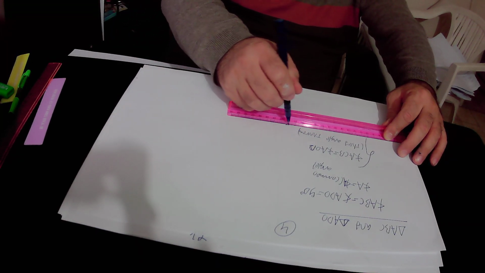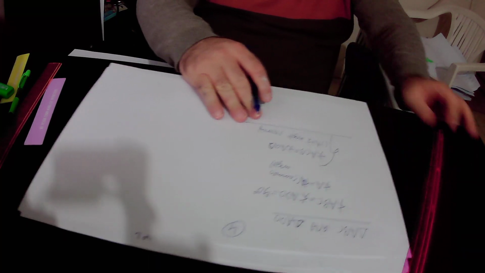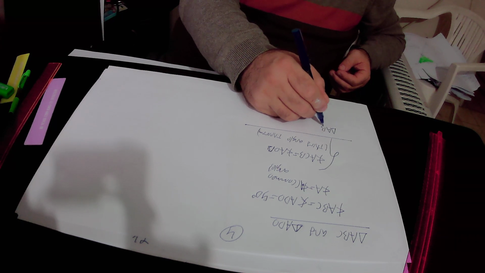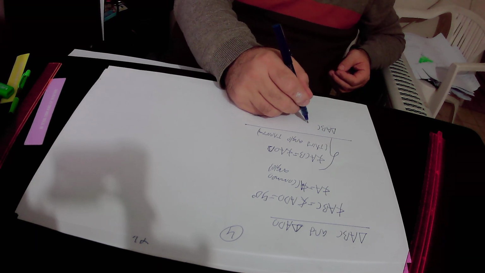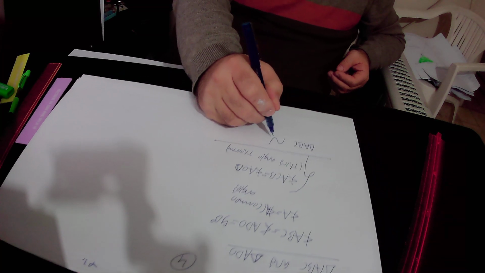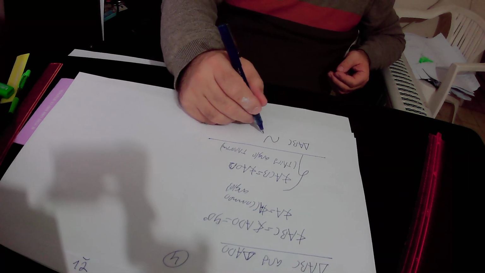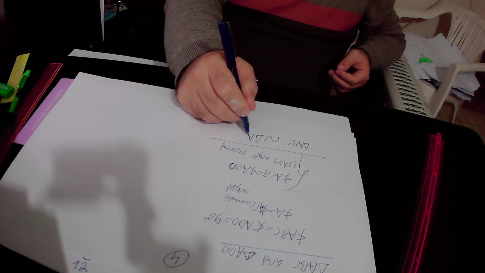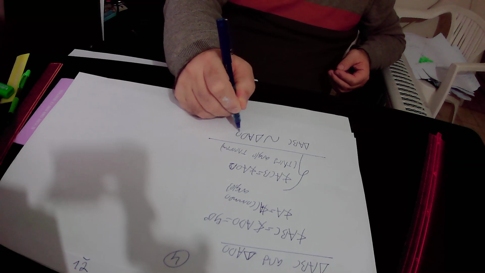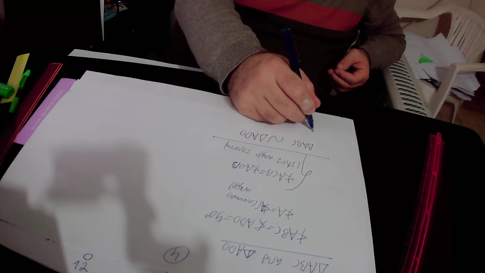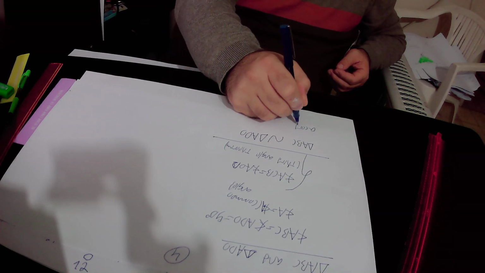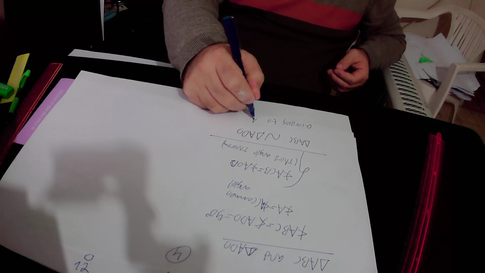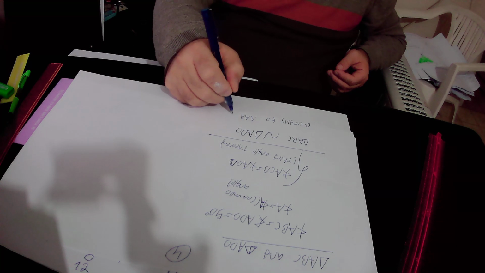We actually proved that triangle ABC is similar, this is the sign of similar, to triangle ADO, the green triangle, and they are similar to each other according to angle similarity rule.